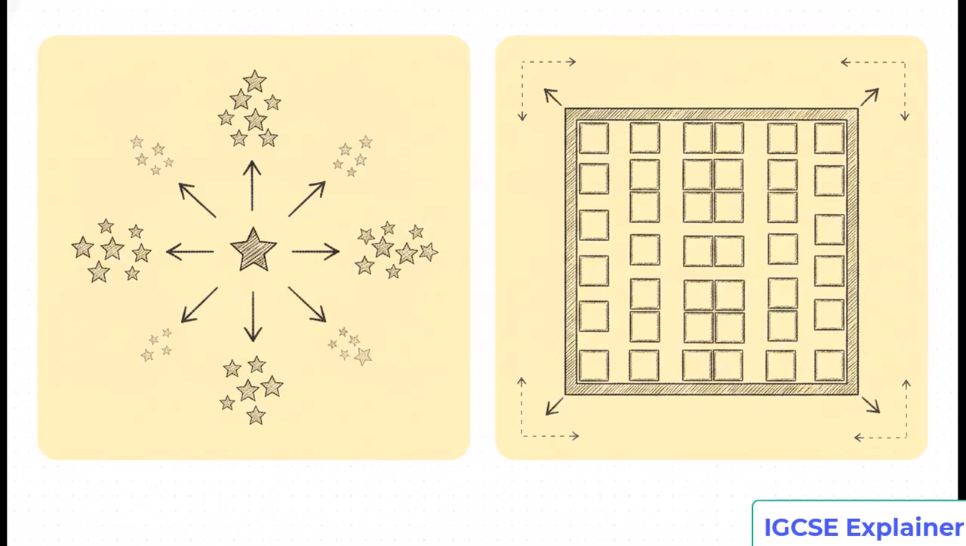Multiples are the times table results stretching out infinitely. They just keep getting bigger and bigger. Factors, on the other hand, are the exact building blocks that fit inside a number. They're totally finite and they hit a wall, stopping at the number itself. So basically, multiples multiply outward, while factors divide inward.